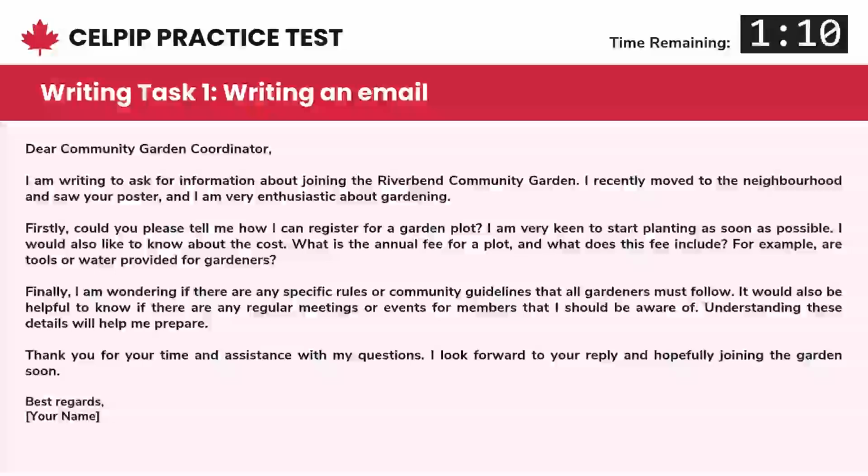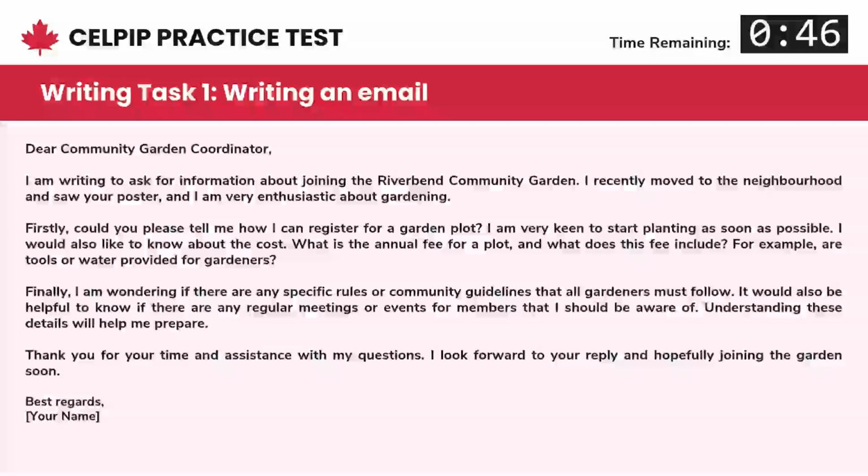For example, to address the first point, it clearly asks how I can register for a garden plot. For the second, it inquires about the cost and what this fee includes. Then, for the third point, the email asks about specific rules or community guidelines. The email is organized very clearly.